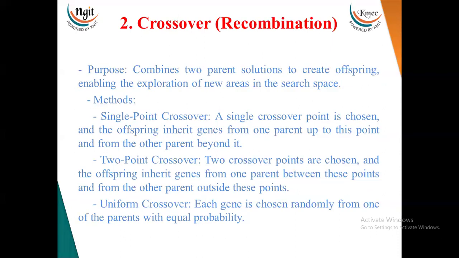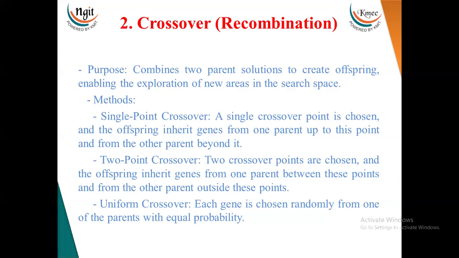In a single point crossover, you inherit genes from one parent up to this point and from the other parent beyond that. For example, how should I tell you? You have the genetic things. I feel that when the baby was born, they don't know anything, but after some time, they will behave like the mother. After that, they will behave like the father. So this is single point. At some point, it will take genes from one parent, and after that it will move to the next parent. So this is single point.